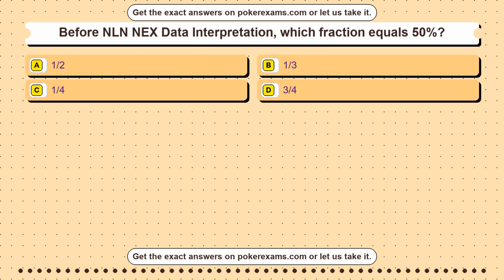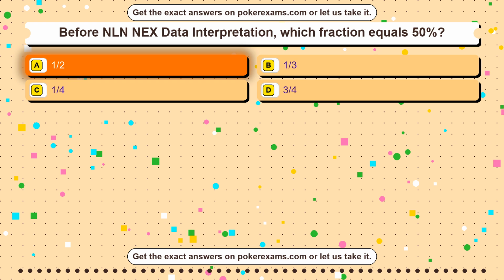Question 45. Before NLN NEX Data Interpretation, which fraction equals 50%? Option A, 1/2. Option B, 1/3. Option C, 1/4. Option D, 3/4. The correct answer is option A. 1/2.